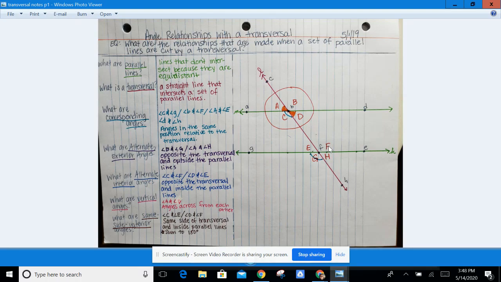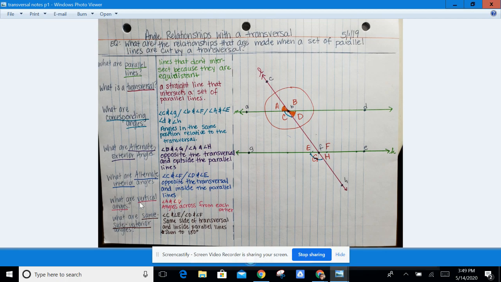So now we have to match up the ones that are opposite. C and F are called alternate interior. They're opposite sides of the transversal, but inside the parallel lines. They are congruent. They have the same measure. E and D, also opposite sides of the transversal, inside the parallel lines.